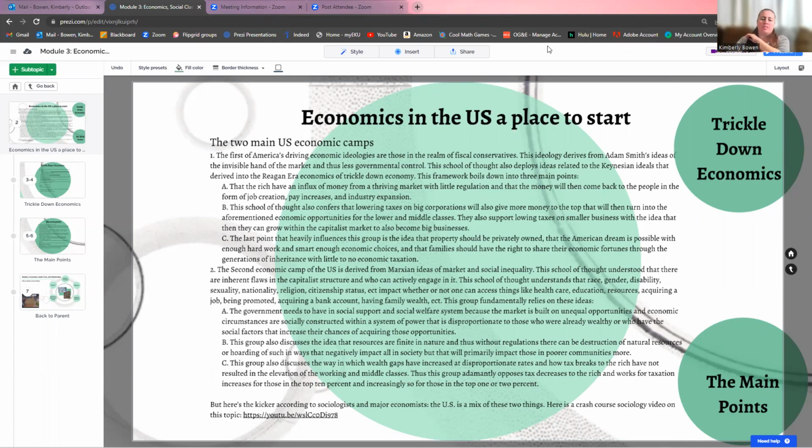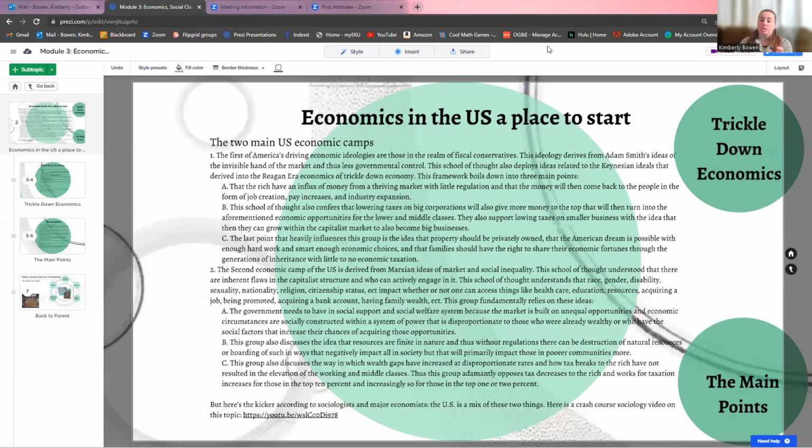This camp also believes that less governmental control is necessary, and that will actually help the economic stability of the people within the society. This school of thought also deploys ideas related to Keynesian economics that are derived into the Reagan era economics of trickle-down economy, which we're going to get into here in a minute. I have an entire little section on that and lots of videos surrounding that and its criticisms, so that you can really understand that a little bit better, because these are things that are talked about in our society and specifically when we go into things like voting, where you are politically, where you are economically.